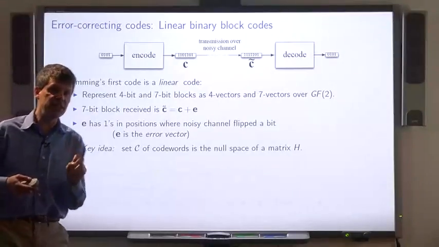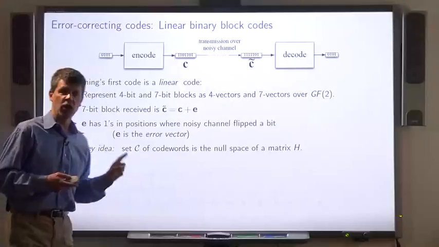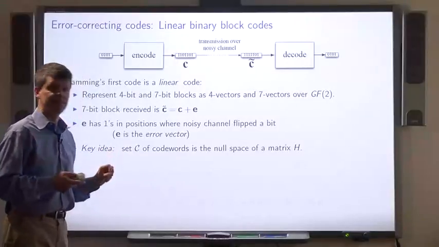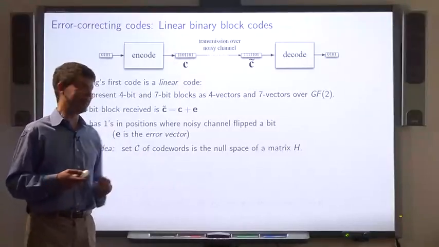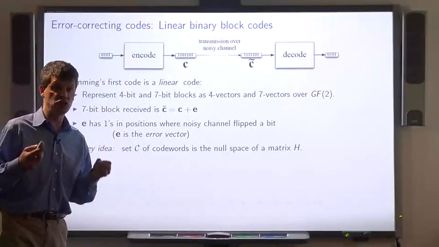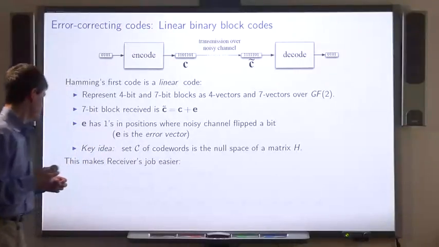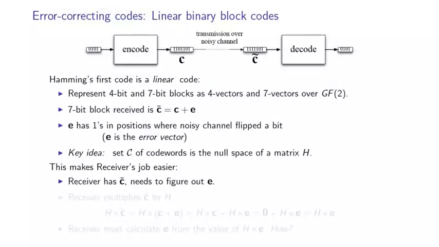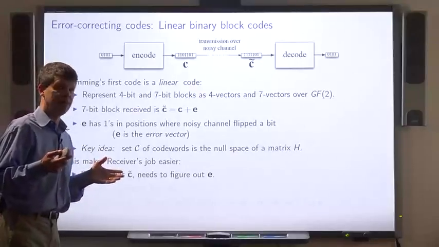The key idea in a linear code is that the set of code words, big C, is the null space of a matrix H. The advantage of doing this is that it makes the receiver's job easier. Now, the receiver gets C tilde and needs to figure out what the error vector is. How can the receiver do that?